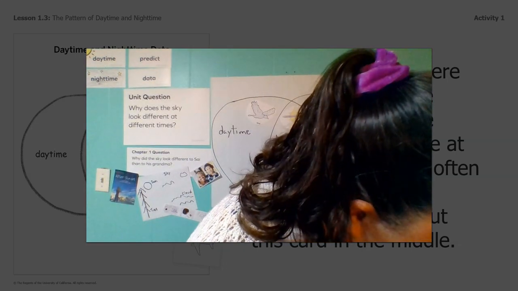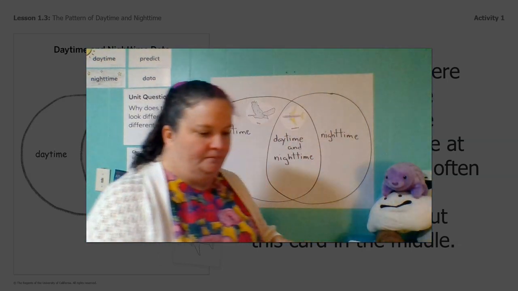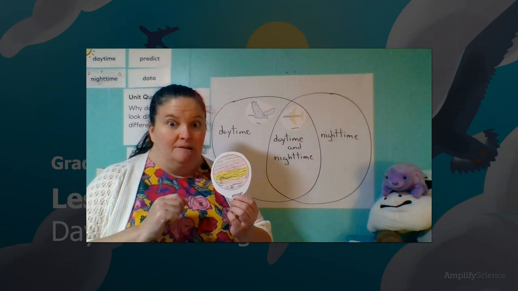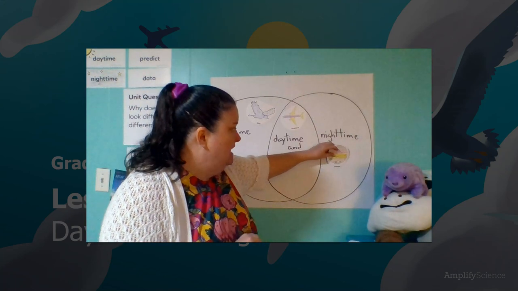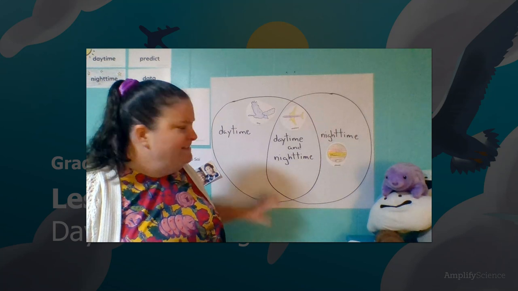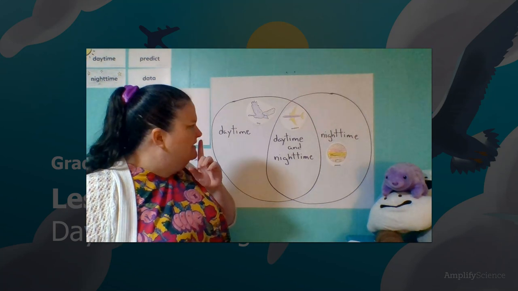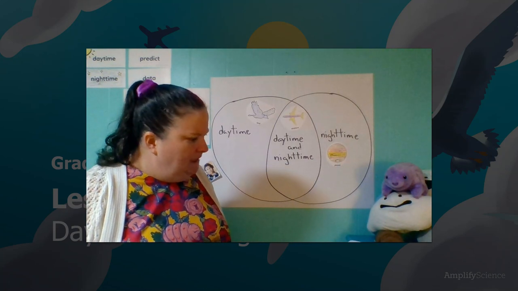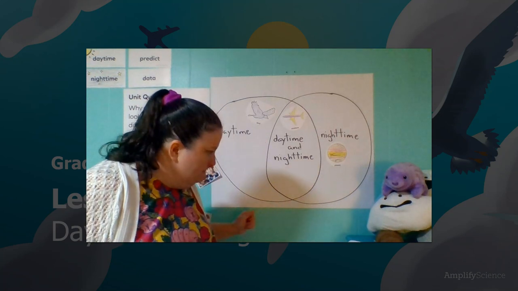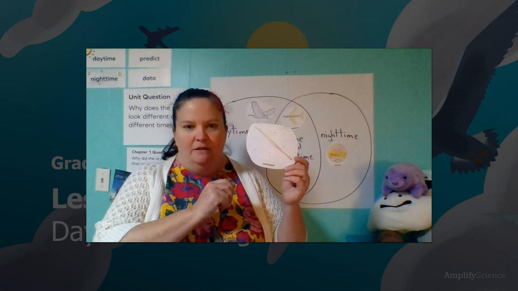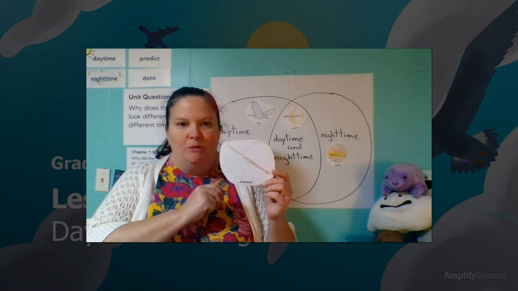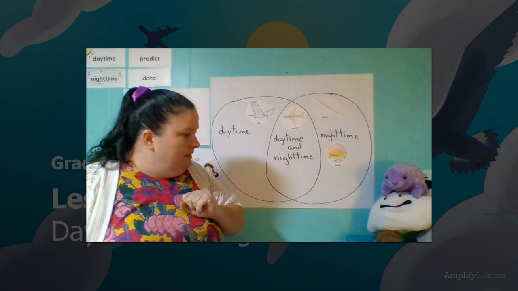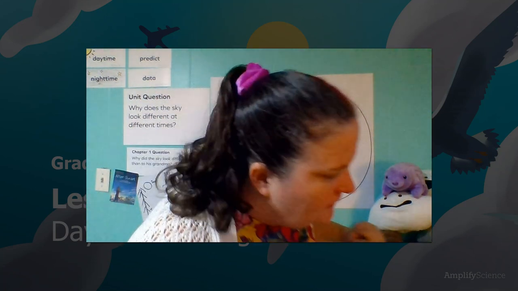What's next? Here's a fun one. Planets. When would we see planets in the sky? I think nighttime, right? I've never seen a planet during the day, but maybe you can. I don't know. Well, I'm gonna put it there, but I might be wrong, and that's okay. How about a meteor? Do you remember when they saw the meteor in the book? I do too. It was at nighttime.